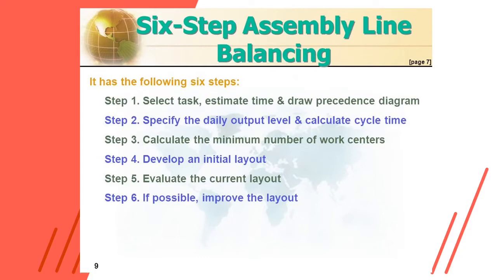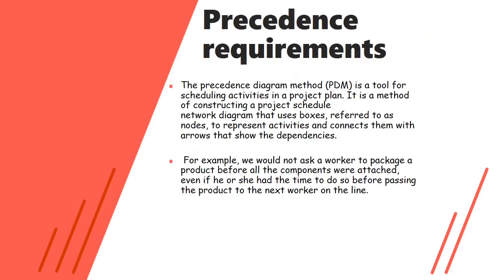Assembly line balancing operates under two constraints, which are precedence requirement and cycle time restriction. Actually, precedence requirement we already learned in operations management before. So I will explain in short detail what is meant by precedence requirement.